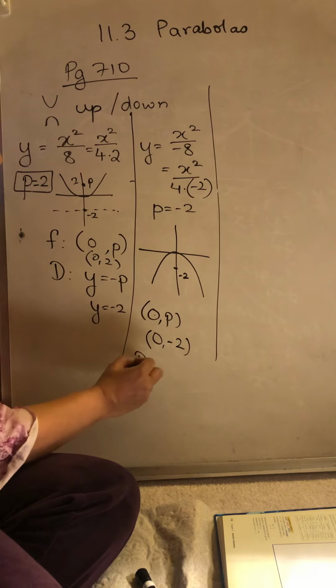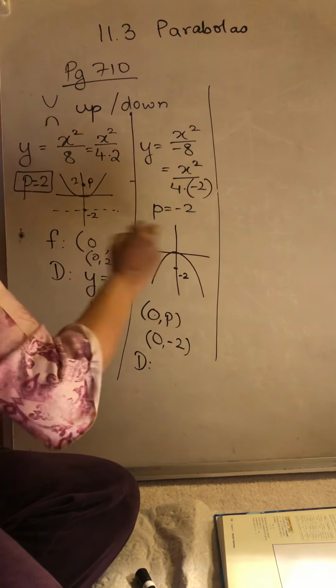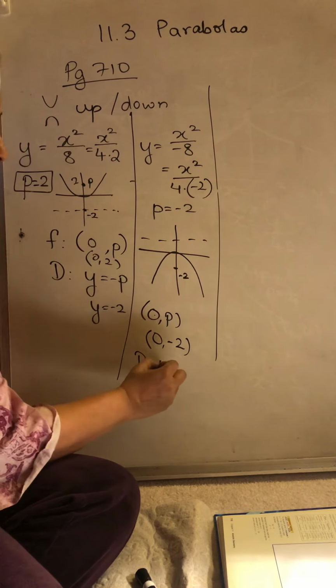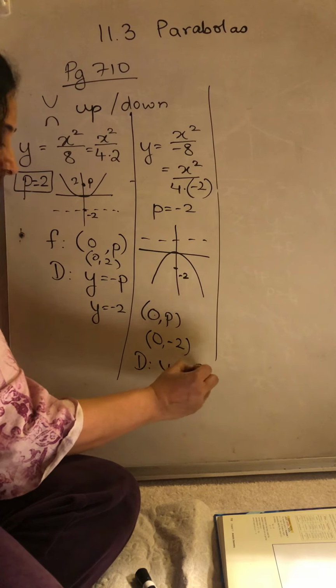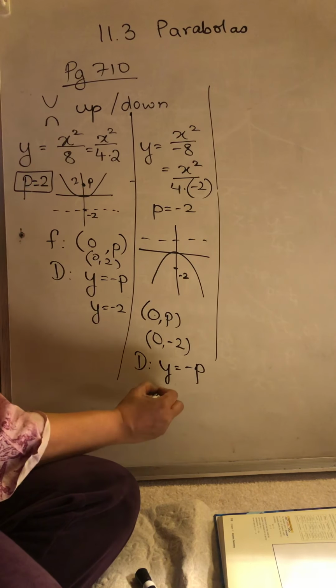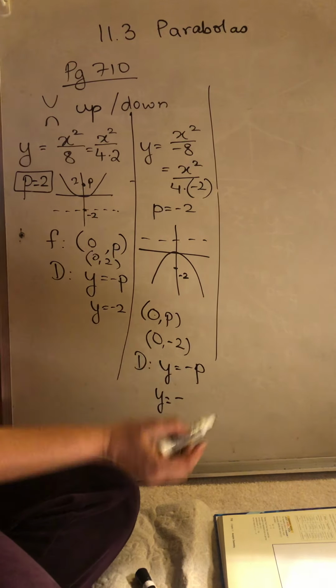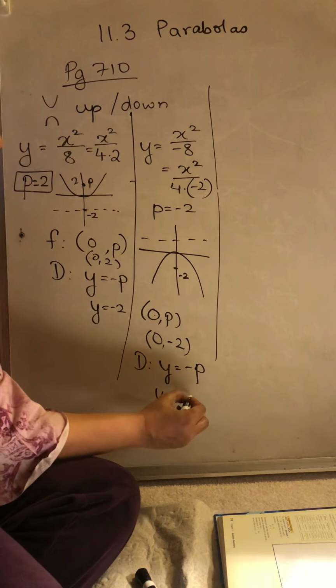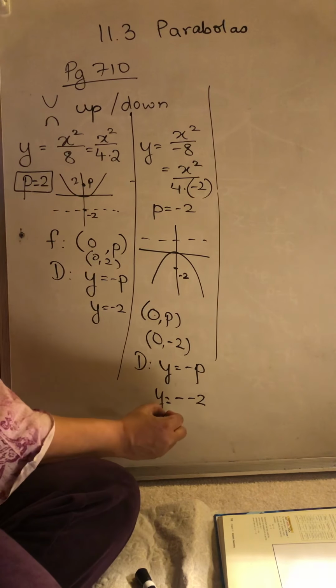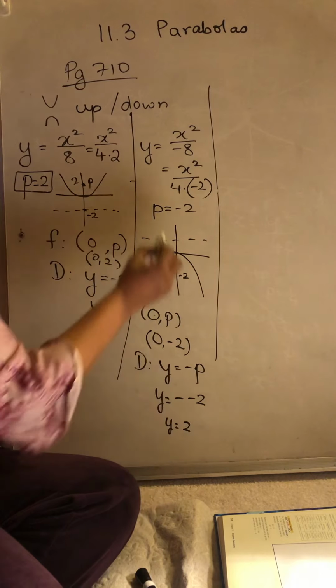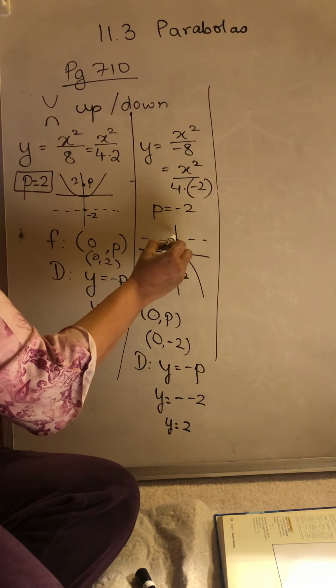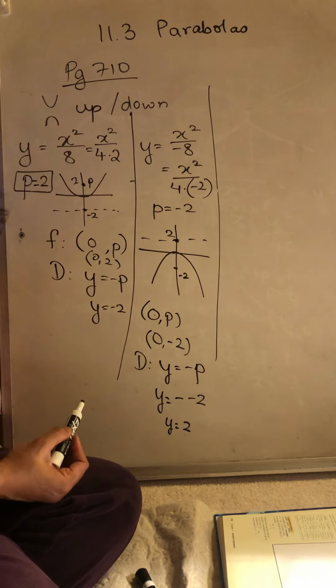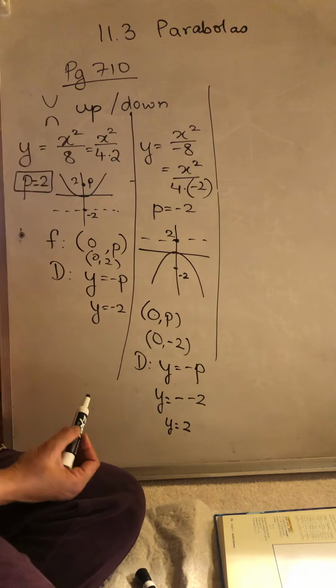And my directrix, in this case, is a horizontal line. So it's y equals negative p. So y equals negative of, what is p? Negative 2. So y equals 2, which is the positive line here. Y equals 2. Make sense?